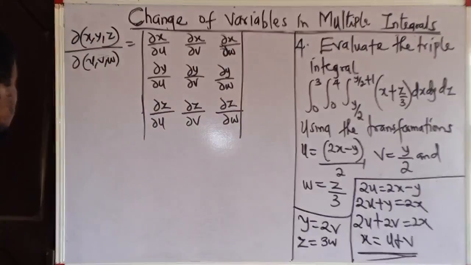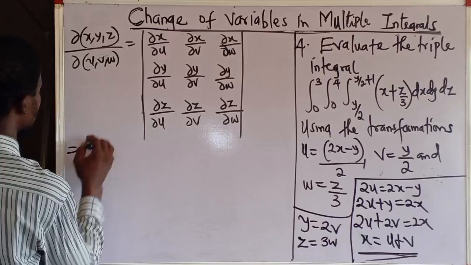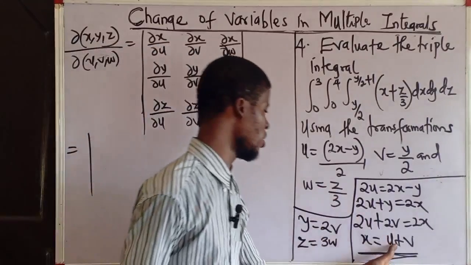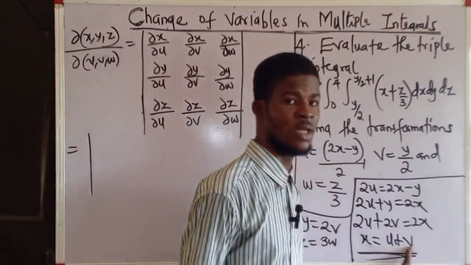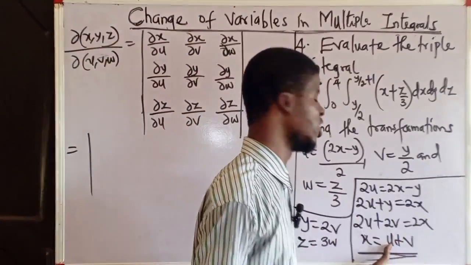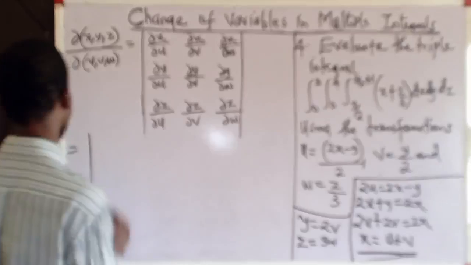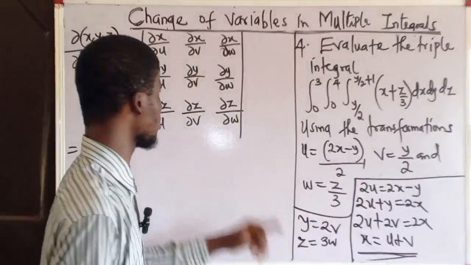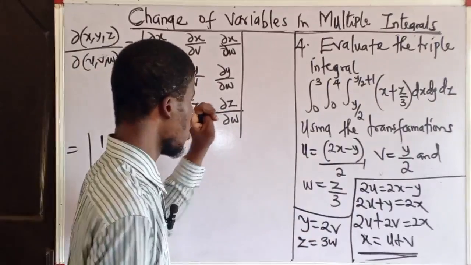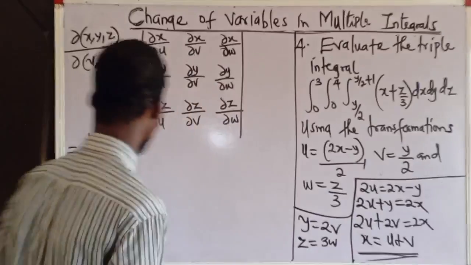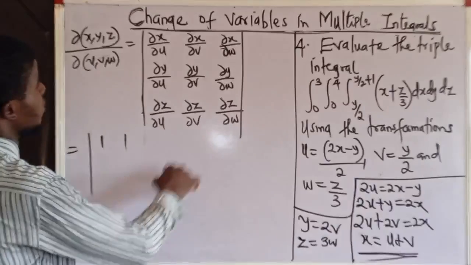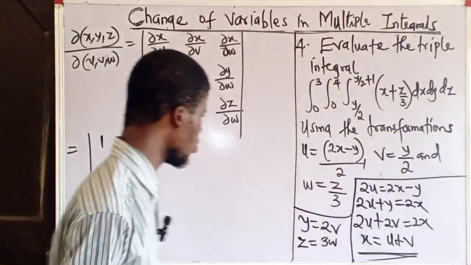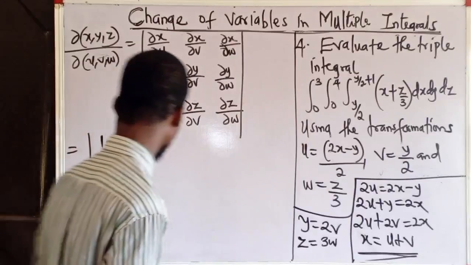Okay, I think this one will be easy. Let's see. The partial derivative of x with respect to u. From here, we are going to keep v as a constant. So differentiate u with respect to u, that's 1. Differentiate x with respect to v, that's the partial derivative keeping u constant, we'll still get 1. Differentiate x with respect to w, okay, there is no w here in the first case, so that will give us 0.